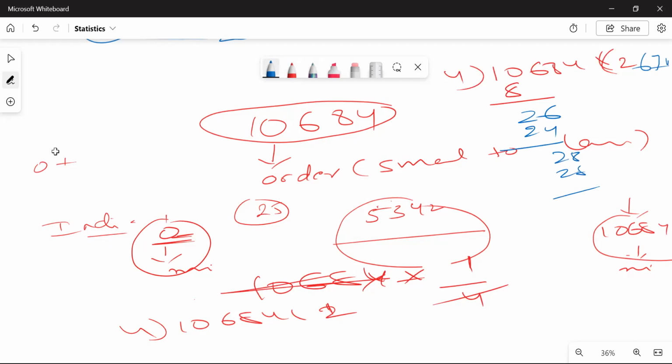Go and see the index position 2671. What is the value we have? 5277. Okay. We are still seeing the whiteboard. You can see your Excel sheet. Oh, okay.